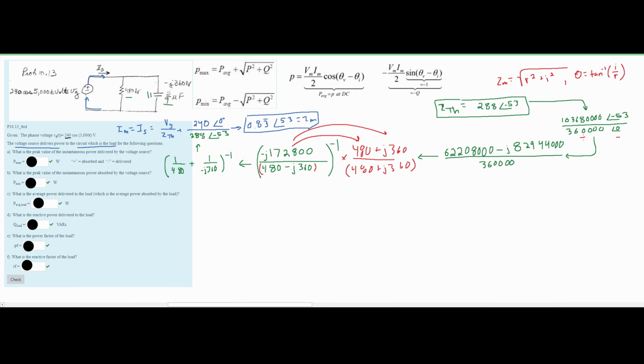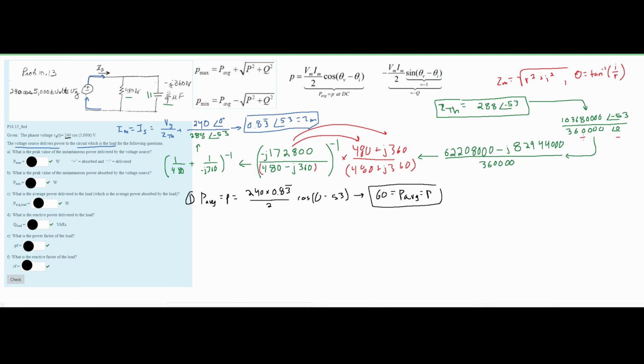Now we are going to find our Pmax, but before we do that, we're going to find our P average, our P, and our Q. So our P average is equal to P, and this is equal to our Vmax, which is 240, times our Imax, which is 0.83 repeating, divided by 2, times the cosine of the angle for our theta v, which is 0, minus the angle for our I, which is theta I. This is going to give us negative 53. And this is going to give us approximately 60 for our P average and our P.